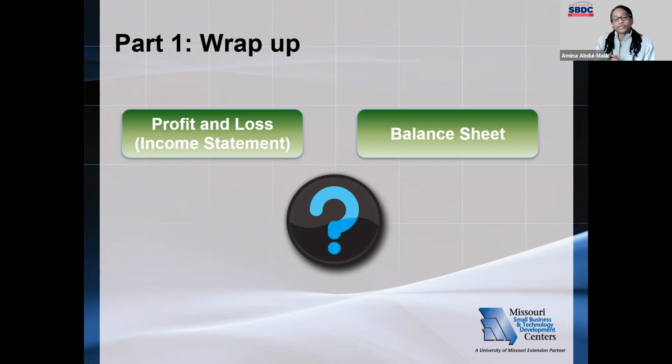Before we move on to part 2, which is going through the differences between cash and accrual accounting systems, did we have any questions I could answer about that brief explanation of the profit and loss and balance sheet?